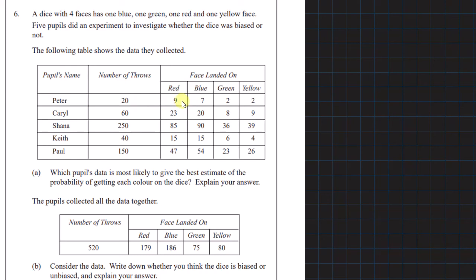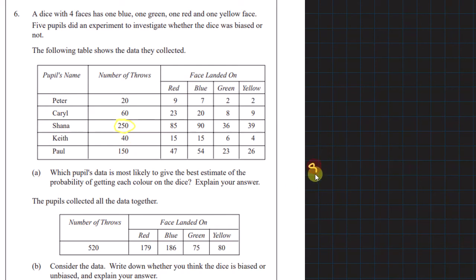Peter did 20 tries, and he got 9, 7, 2, 2. Carol, 60 tries, 23, 28, 9. Shana, she did 250, she got 85, 90, 36, 39. And you see the other numbers. Now, to get the best answer for this, you need to have as much experience as possible. So which pupil's data is most likely to give the best estimate for each colour? It would be, in this case, the person who's got the greatest experience of the problem. Greatest experience of the problem is Shana. She's done 250 experiments, far more than anybody else.